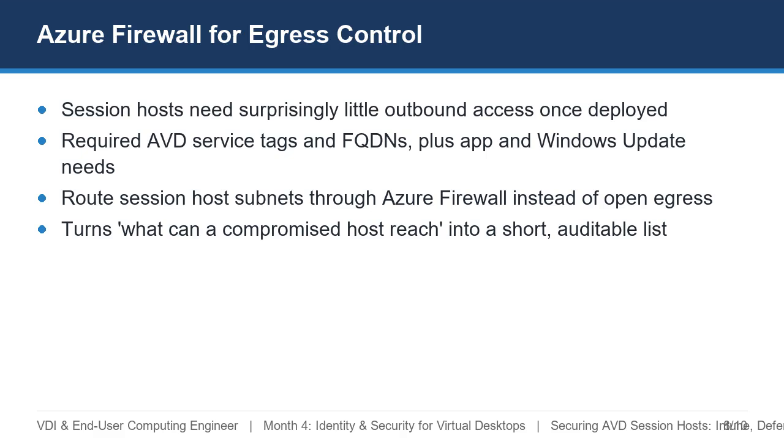Session hosts need remarkably little outbound internet access once they're deployed, just the required Azure Virtual Desktop service tags and FQDNs, plus whatever your applications and Windows Update need. Rather than allowing broad outbound access, route session host subnets through Azure Firewall and combine it with network security groups to explicitly allow only what's required. That turns the question of what a compromised host could reach into a short, auditable list instead of an open guess.